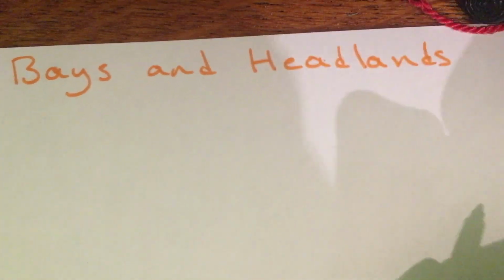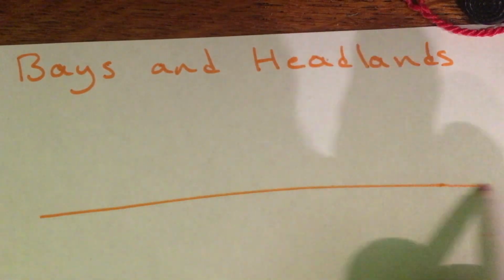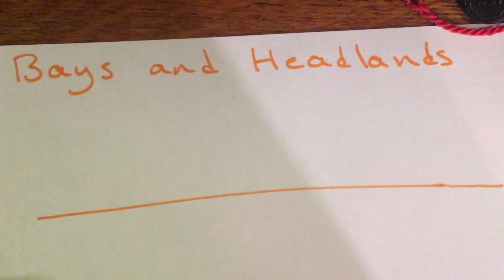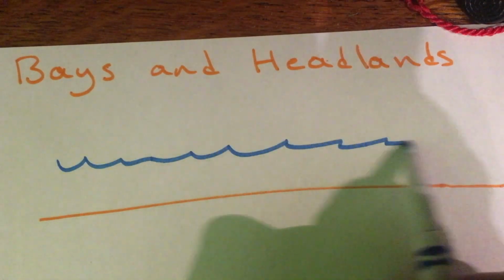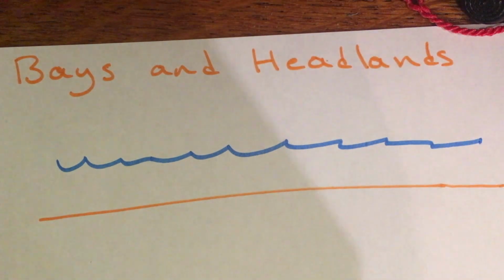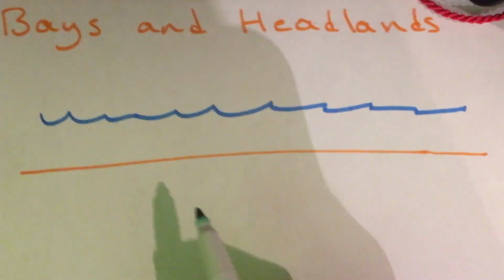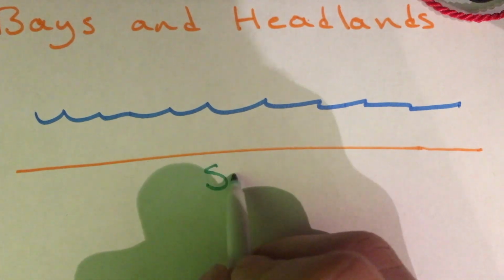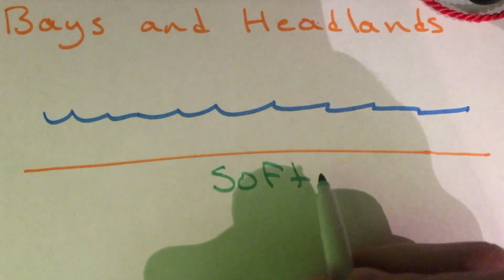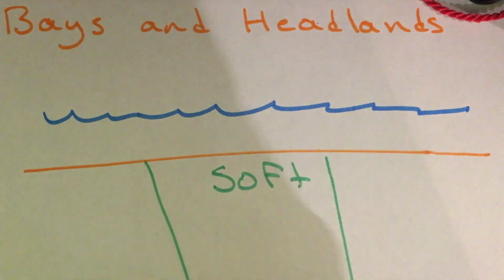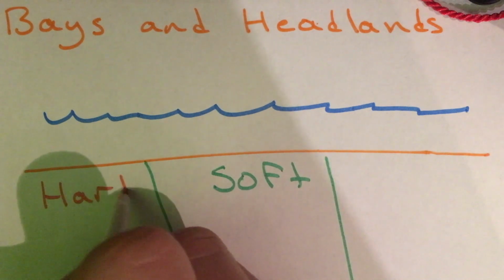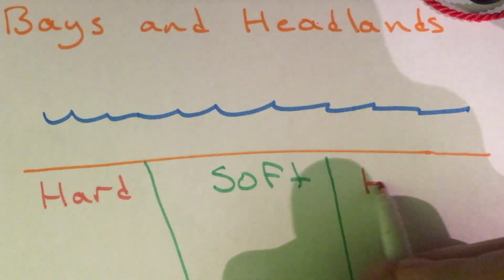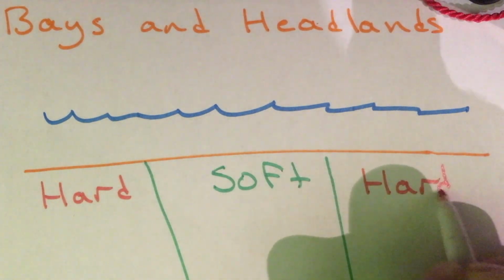So basically what's going to happen is there's going to be a coast, obviously, and then there's going to be some water right here. And so the coast is going to be made out of soft rock, which we'll put in green right here. So this section right here is going to be soft rock, and then here is going to be hard rock, and we'll just put hard rock on the other side as well.